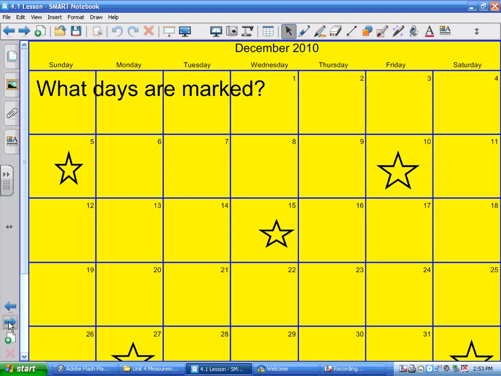Let's take a look at the star right here on the left. Which one is that one, Noah? What day is that? That one is the 5th of December, 2010, Sunday. Now we usually put Sunday before, so it's Sunday, December 5th, 2010. All right, so that takes care of this one.